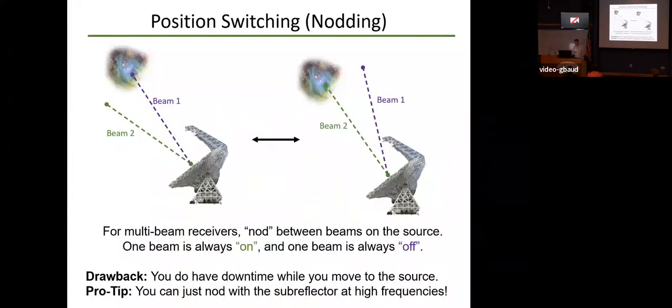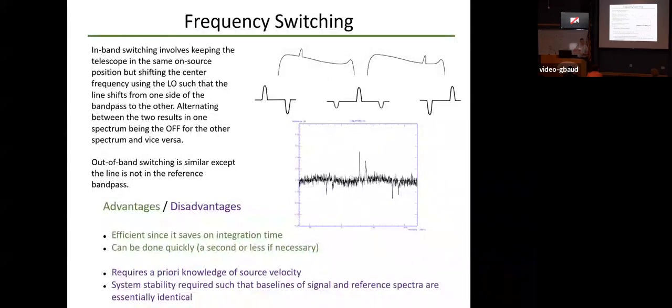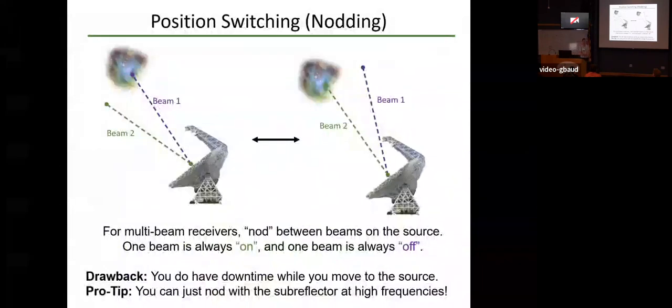Awesome. Let's see, drawback and pro tip, we already gave both of those. If you have the option to nod for a program, I recommend that you do that, right? Because you're saving time. For some receivers, it's not possible. I've done a lot of work with X-band, for instance, that's only 1 pixel. L-band is only 1 pixel, so you don't have the option to nod. We are switching now into frequency land. So any other questions about position switching before we get there?